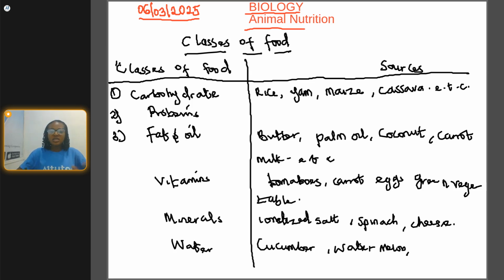All right. So these are the classes of food that we have and the sources where we can get them from. So talking about these classes of food, we have different functions of these classes of food. For instance, the carbohydrate. What does the carbohydrate do? I am not going to rush this class, but try as much as possible to jot. Carbohydrate gives us energy for daily activities.